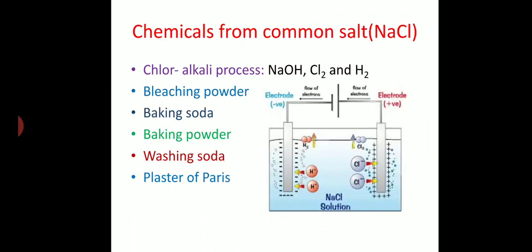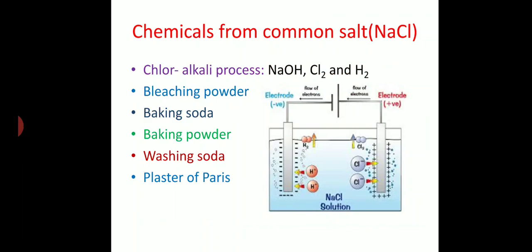Next, in this chapter we also learn chemicals from common salt. The formula of common salt is sodium chloride, right? It is cheaply available. Where is it available? In seawater or in the Himalayan rocks in the form of rock salt. From seawater, by the process of evaporation, we get a huge amount of sodium chloride. Sodium chloride is used to prepare many other chemicals industrially. All these chemicals are very useful in our daily life, right?